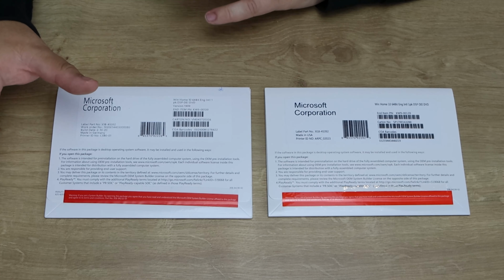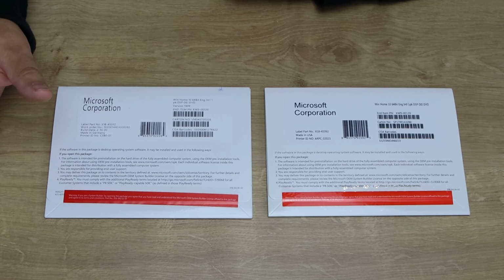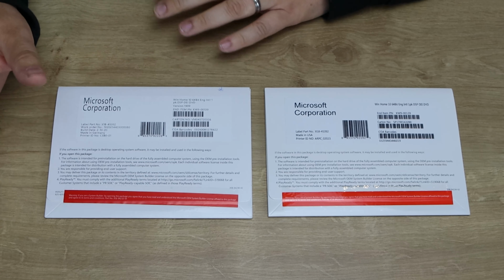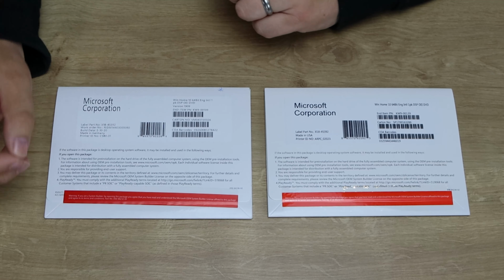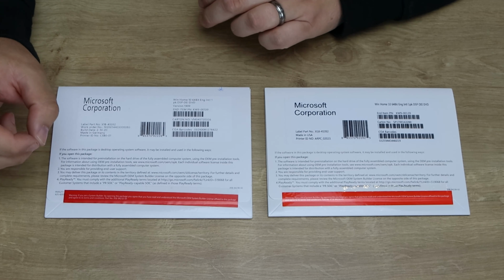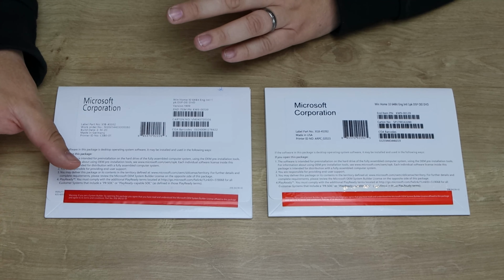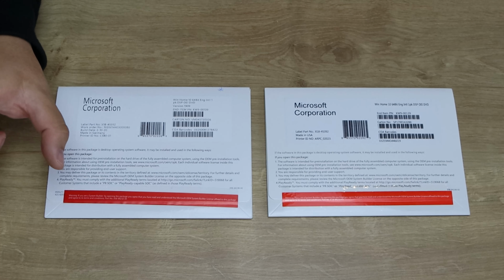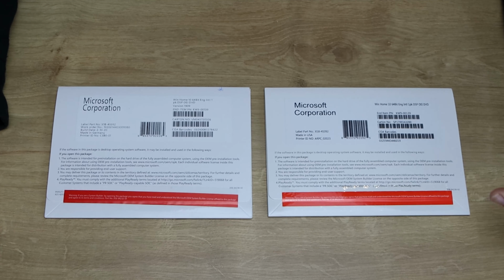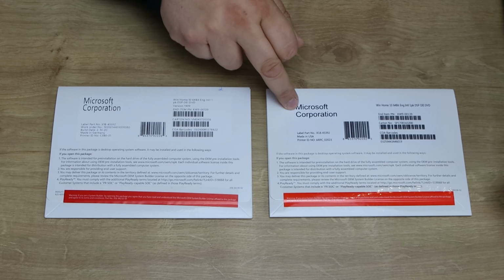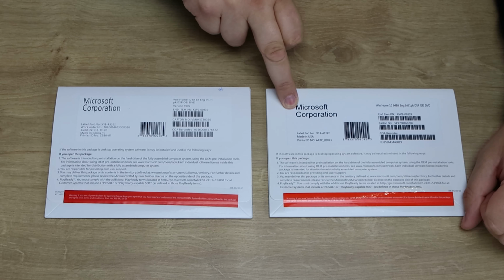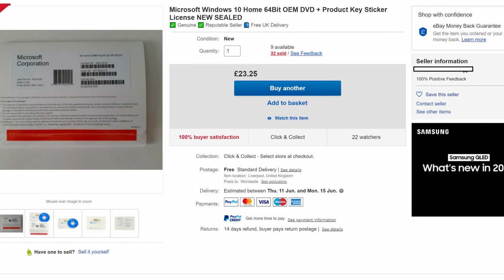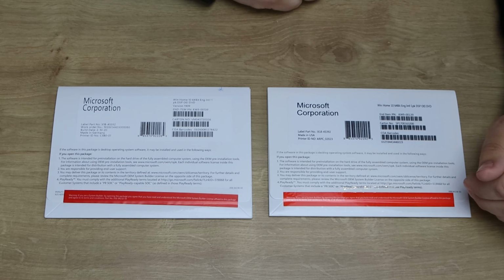They are OEM versions or DSP versions or whatever you want to call them these days, which basically means these are designed to go on a brand new machine. So if we were to build a new machine, you're supposed to put one of these on with the license, and that sticks onto the side of the machine. The catch is, this one here is £25 on eBay. You can also get them on Amazon and different places for roughly the same price, and elsewhere as well.